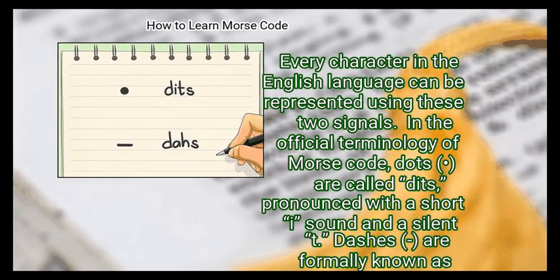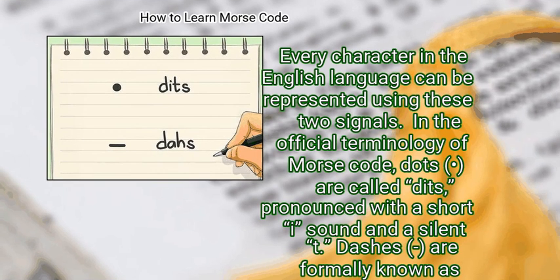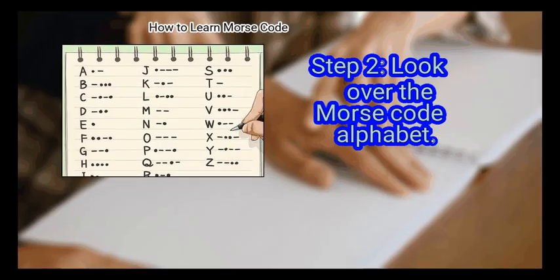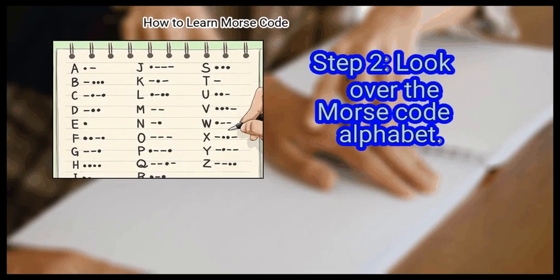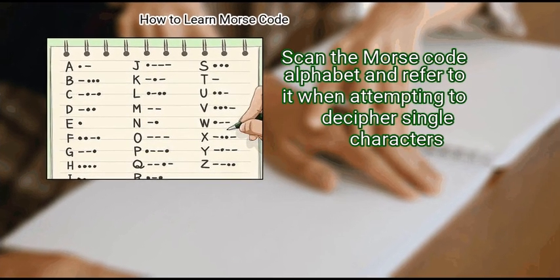Every character in the English language can be represented using these two signals. In the official terminology of Morse code, dots are called dits, pronounced with a short I sound and a silent T. Dashes are formally known as dahs, with a short a sound. Step 2. Look over the Morse code alphabet. Scan the Morse code alphabet and refer to it when attempting to decipher single characters.